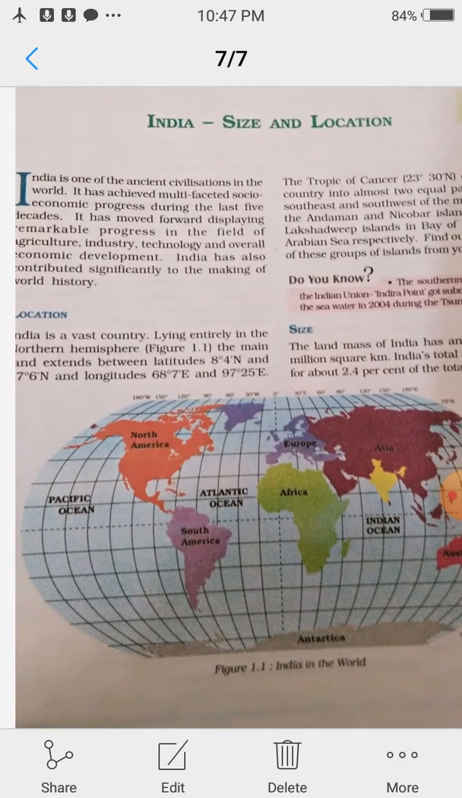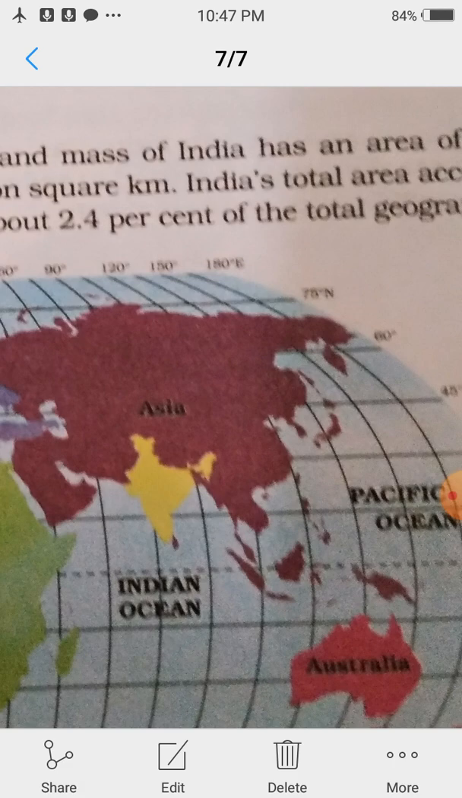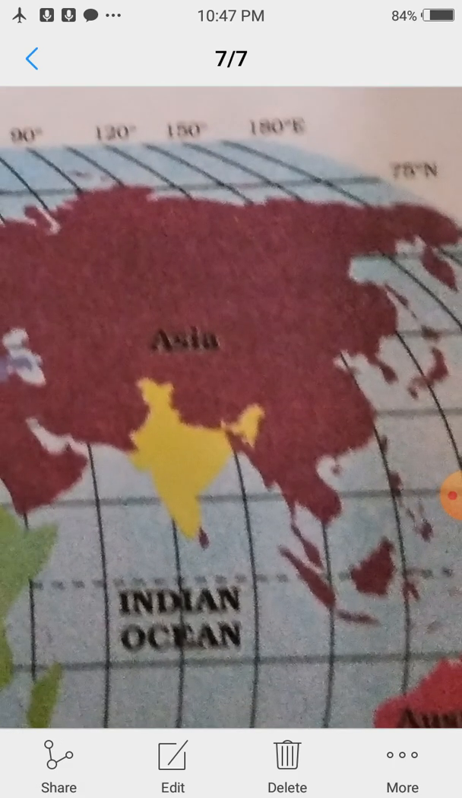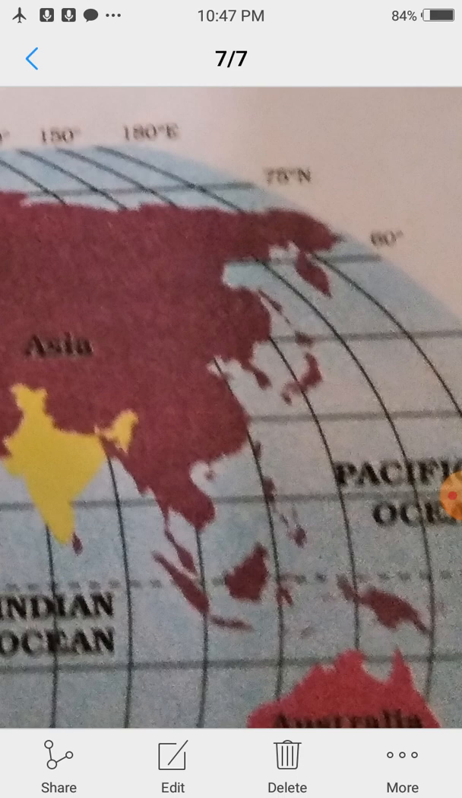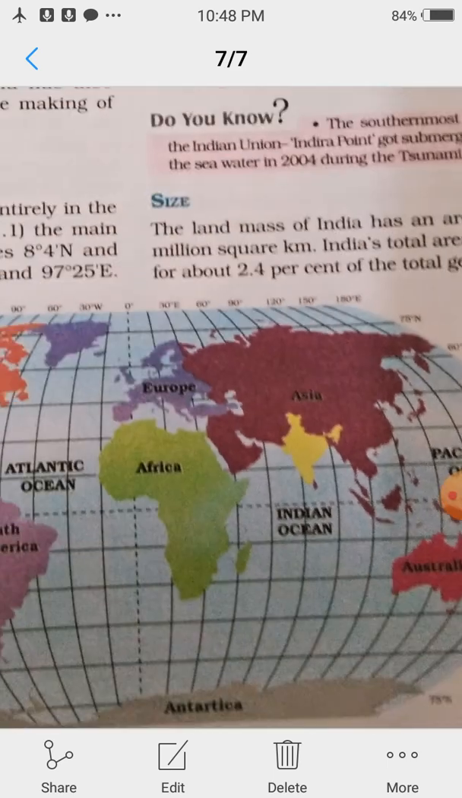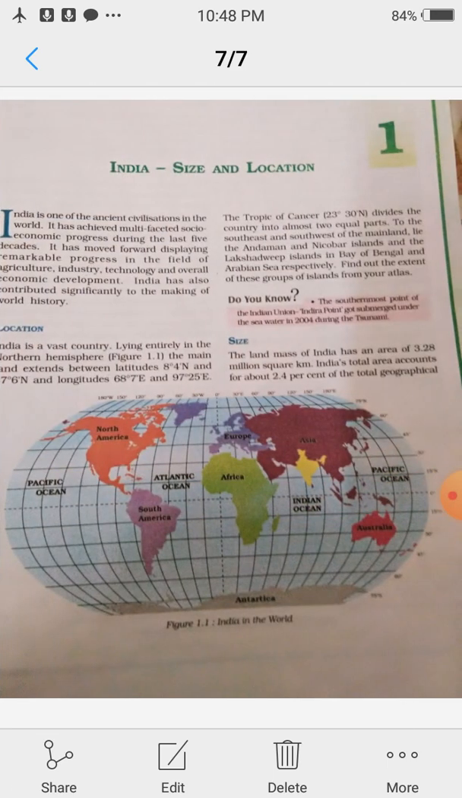So this is the globe, and on this globe India's location is indicated here in the yellowish color below Asia. It is near the equator, and most of the part of India is in the northern hemisphere. So here we'll start.